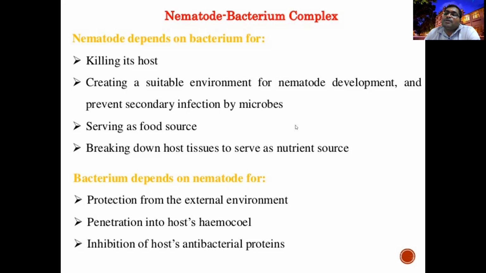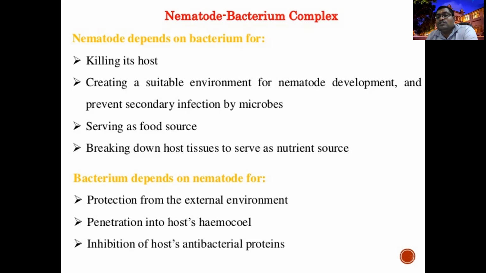Bacteria will produce certain enzymes. These enzymes will break down the host food sources, and then the host food sources will be eaten by the nematode. For these four reasons, nematodes depend on bacterium.